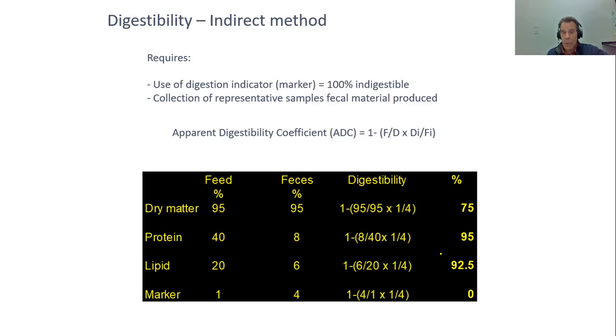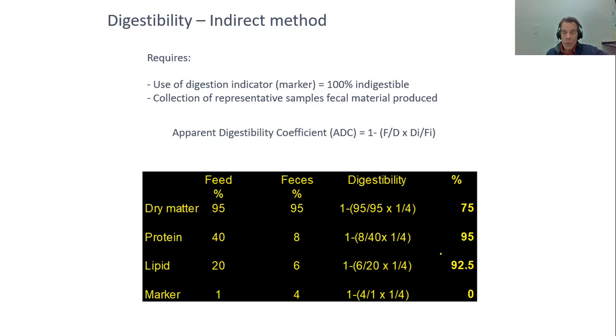So you incorporate your marker in the diet at a certain level, whatever marker you're using. You collect a representative sample of fecal material, and using this equation that you see, ADC equals 1 minus the concentration of nutrients in the feces over the concentration of nutrients in the diet, times the marker concentration in the diet over the marker concentration in feces, and you can measure the apparent digestibility coefficients of dry matter, protein, lipids, whatever nutrients you're interested in.